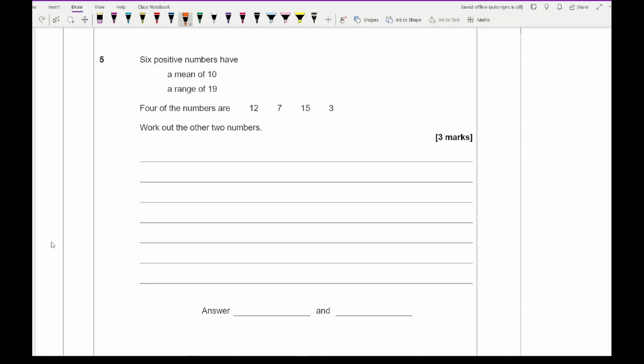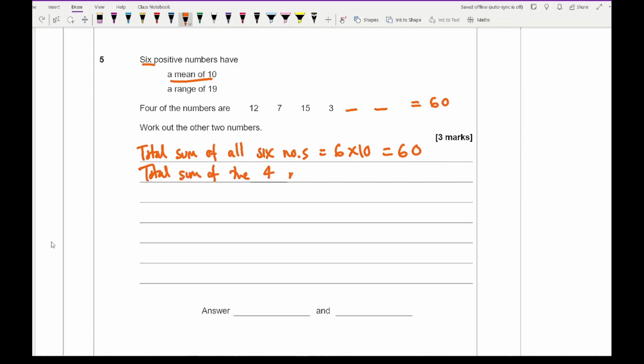The first thing we could do is look at the mean, and knowing that there are 6 numbers, the total sum of all 6 numbers is going to equal 6 times 10, which is 60. So the 2 extra numbers have all got to add up to 60 together with the others. The total sum of the 4 numbers given is 12 plus 7 plus 15 plus 3, which gives me a total of 37. So the sum of the 2 missing numbers has got to add up to 23.